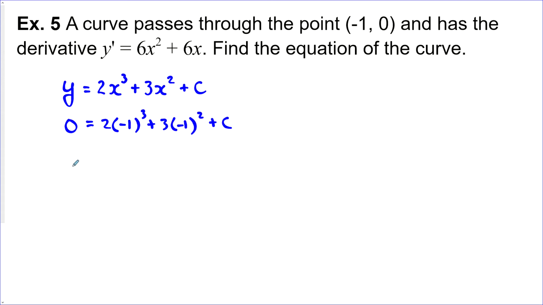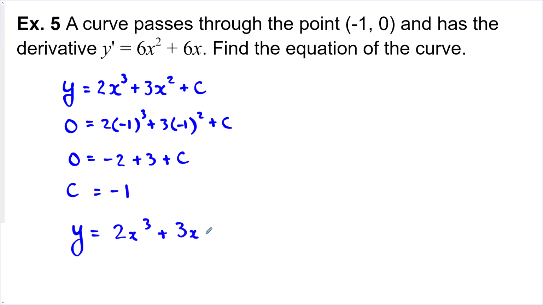So on this side of the equation we just have 0. This side we've got -2 plus 3 plus c. And that just equals 1. Subtract that to the other side. Looks like c is going to equal -1. So the original curve here is y equals 2x cubed plus 3x squared minus 1.